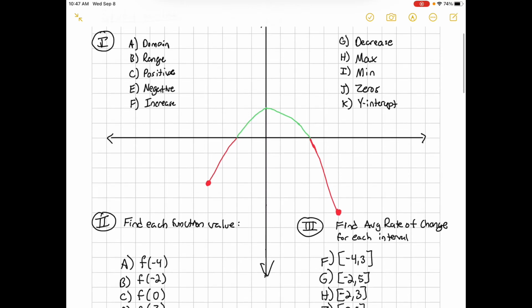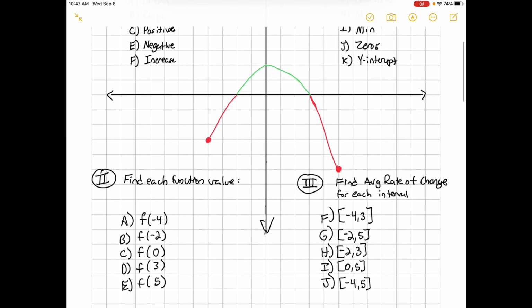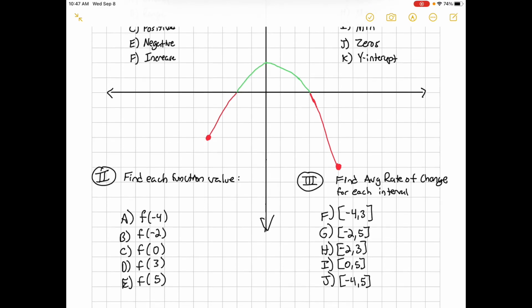The second part, I want you to find these function values based on that graph. F of -4, f of -2, f of 0, f of 3, and f of 5. And then number 3, find the average rate of change from these intervals.